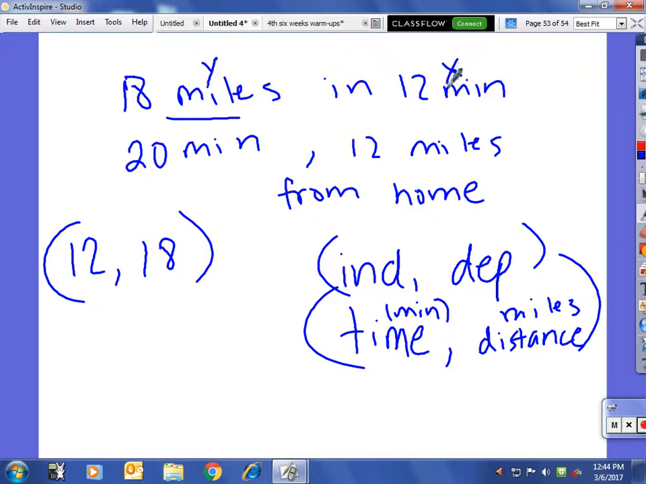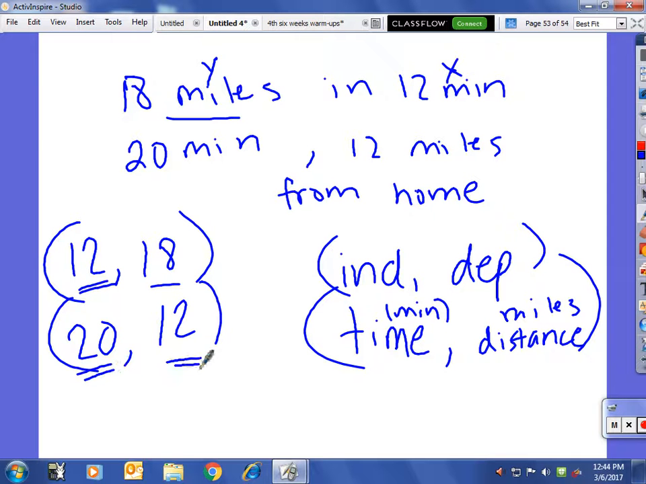What's the other point I gave you? 20, 12. Okay, because you're inputting time values and you're getting back distance from home values. So literally what this means, he's been driving 12 minutes, now he's 18 miles from home. If he drives for 20 total minutes, how far is he from home? 12.